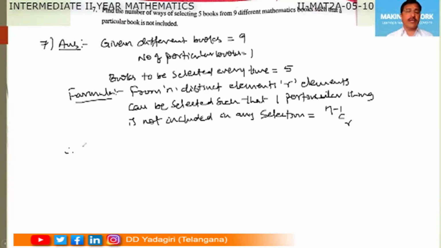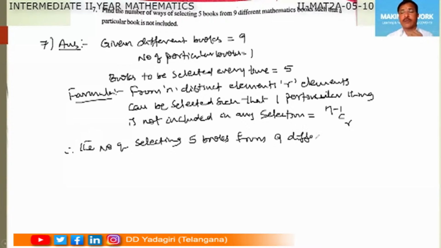So therefore, now the answer is the number of ways of selecting 5 books from 9 different books such that one particular book is not included.